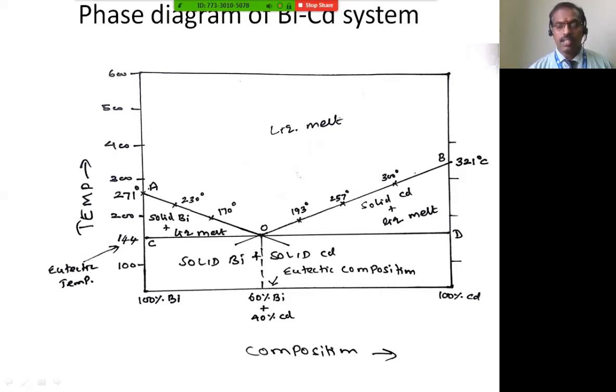So what it indicates is 60%, 40%. 60% bismuth is highly soluble in 40% cadmium, and 40% cadmium is highly soluble in 60% bismuth. This is a homogeneous mixture. From that, I have definitely educated you.